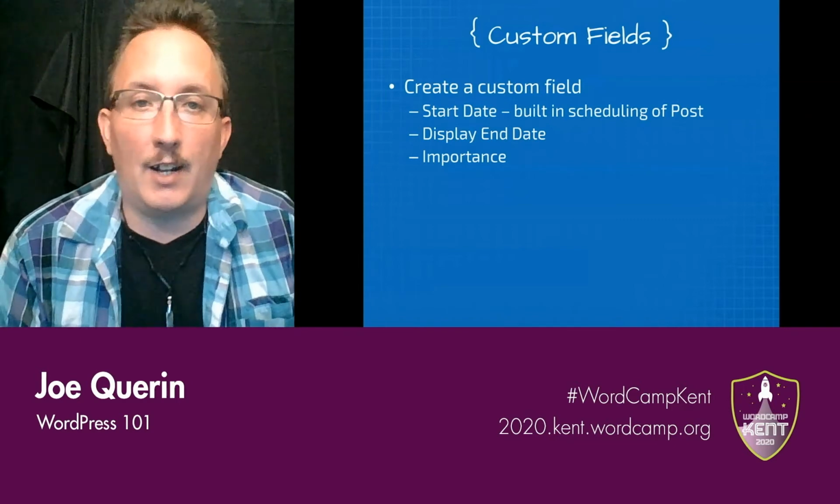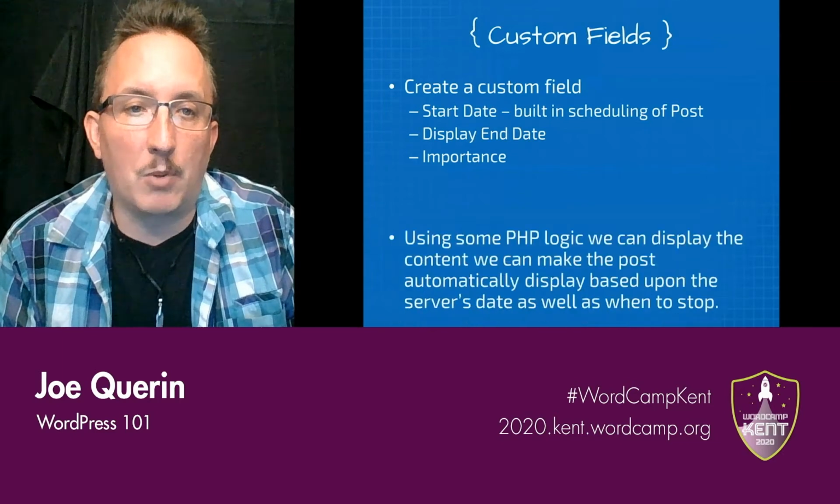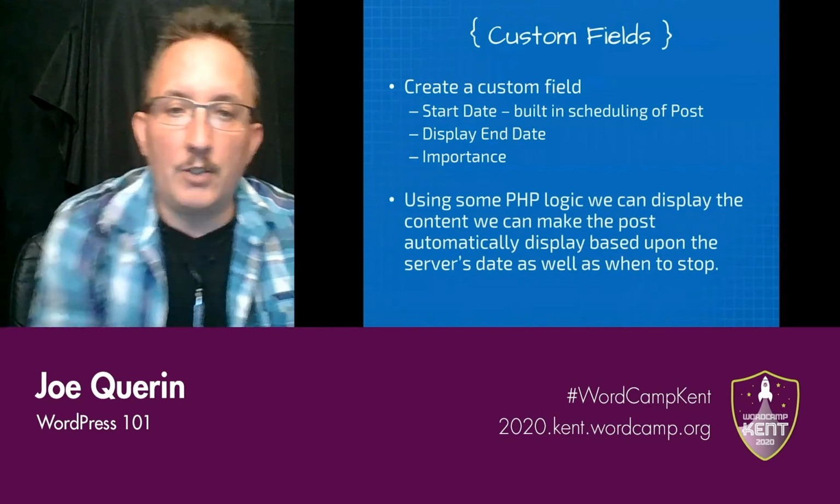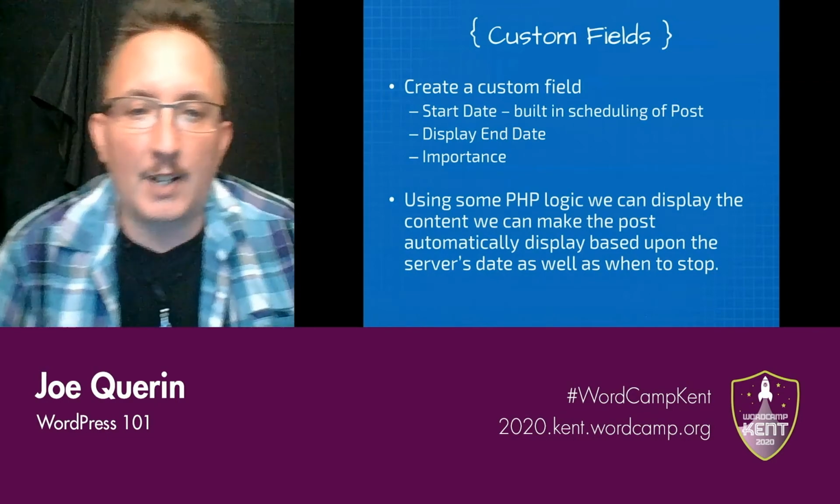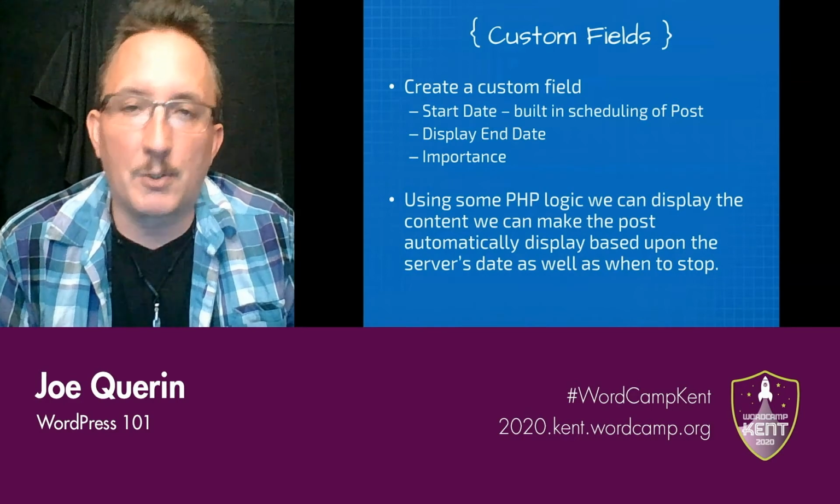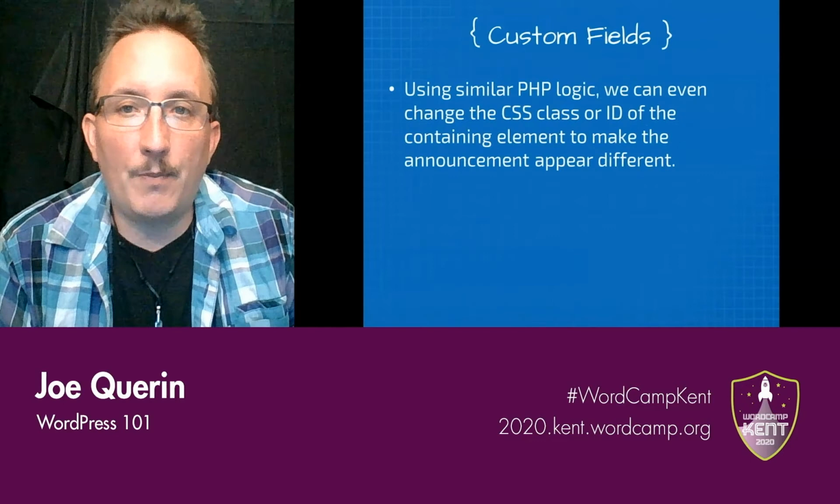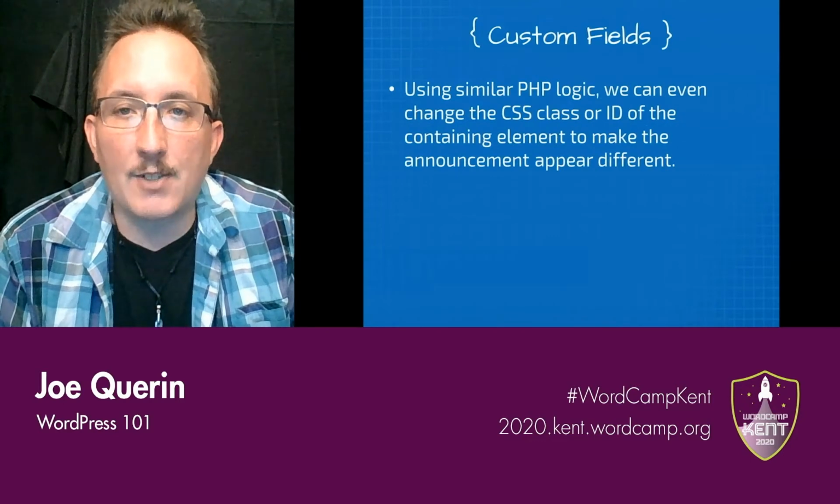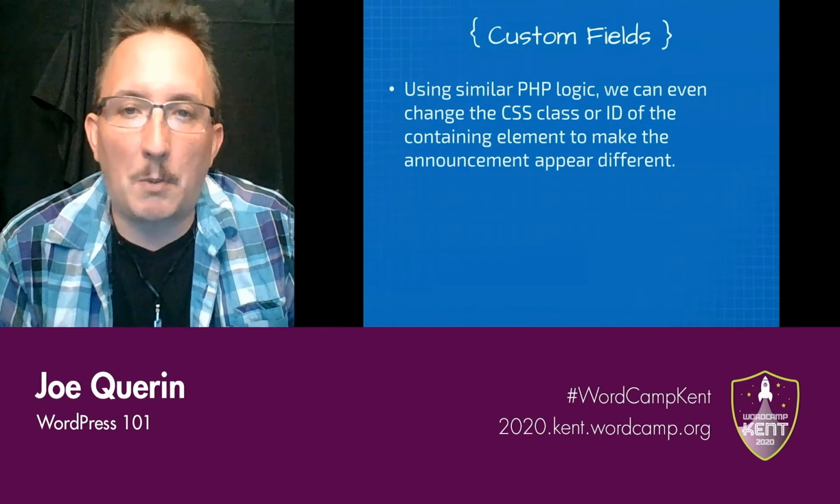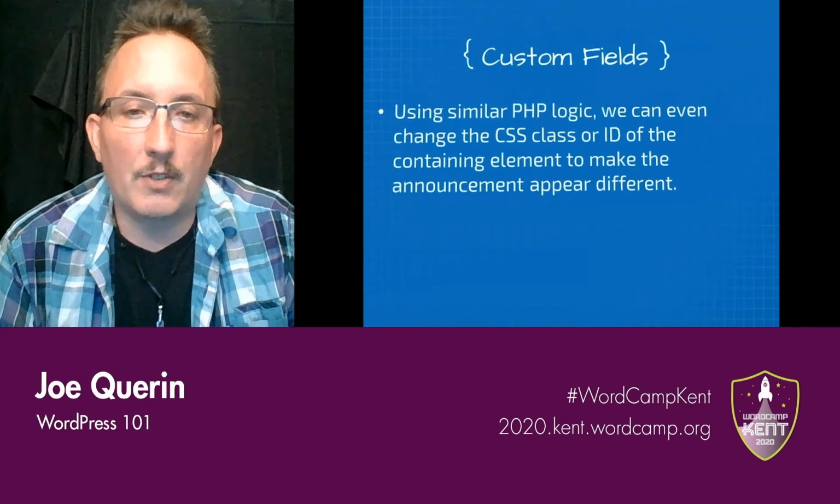I want to change the icon that's with the announcement. I can do all that with the custom field, the importance custom field. So I can use some PHP logic, and we can display the content. We can make the post automatically display based upon the server's date, as well as when to stop it, and how to make it look. They're really pretty cool. We can even use the CSS class or ID of the containing element to make the announcement appear different, all based upon that similar PHP logic for the importance, like I mentioned.